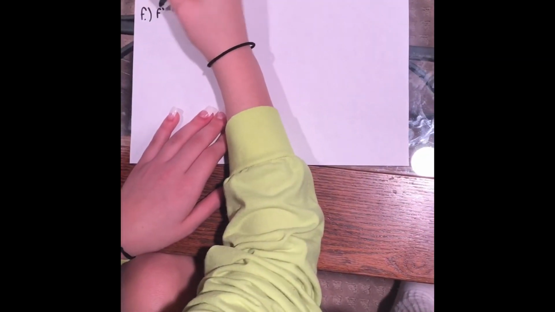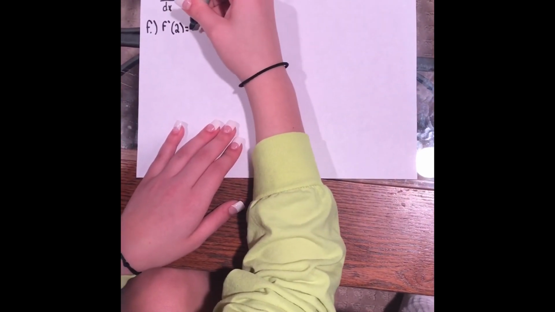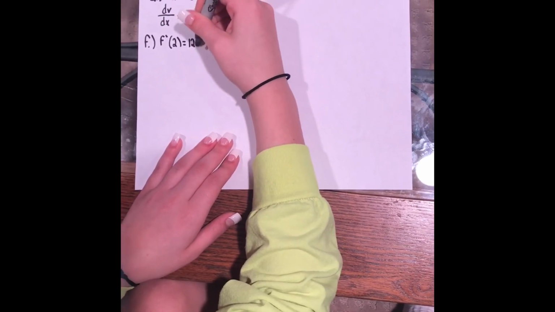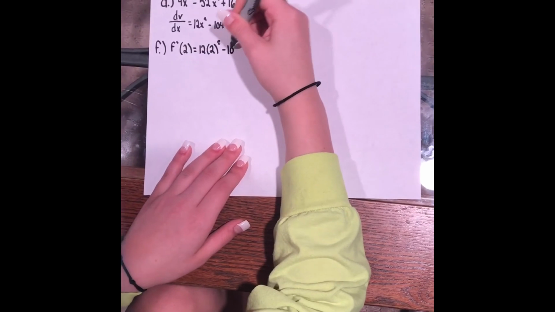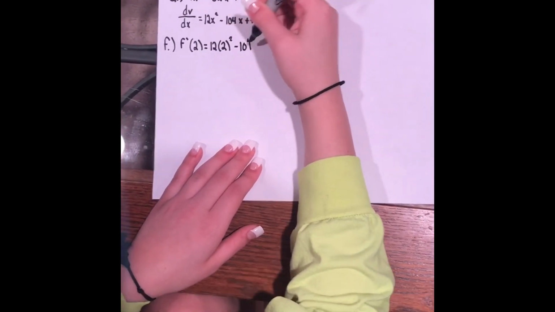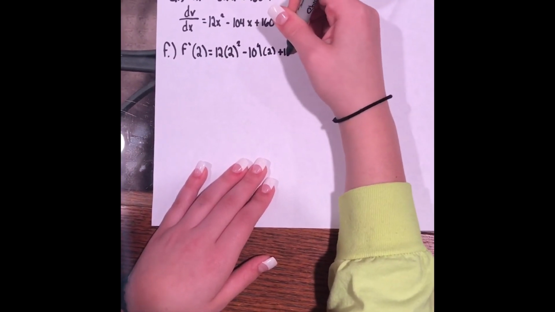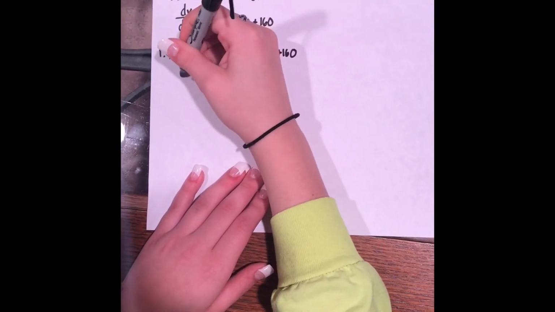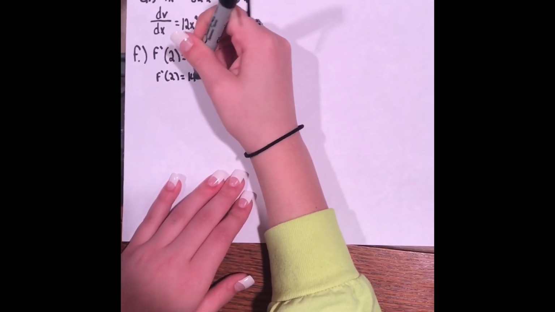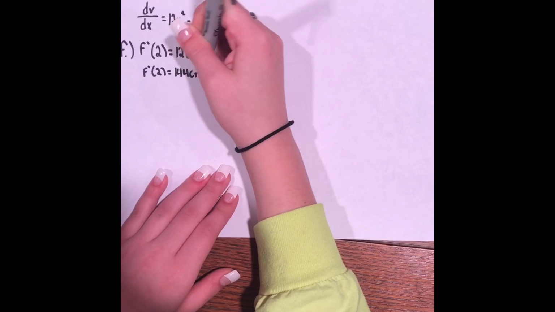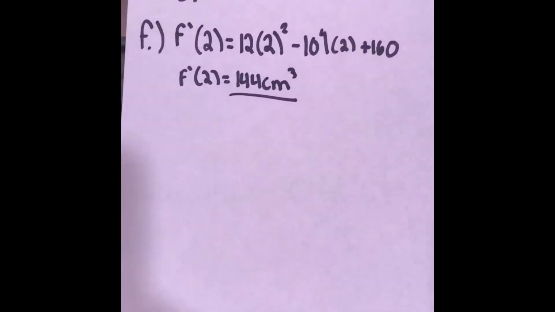Being that 2 is the value that maximizes the volume of the tray, we need to plug in 2 for x into the volume equation. This will give us the maximum value of the tray. When the math was done, it came out to be 144 centimeters cubed. This is the max volume that could fit into the tray.